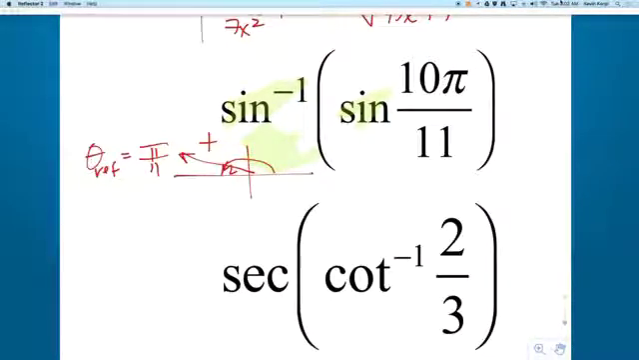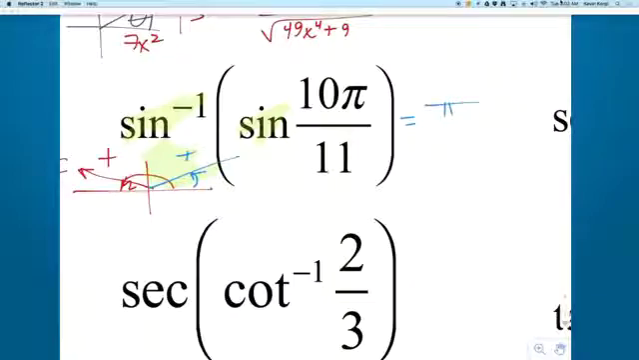So we need to get into quadrant 1, and so it's going to be the same reference angle, but it's going to be in quadrant 1. So in quadrant 1, the reference angle is also the angle because it's positive and acute. So the answer is pi 11ths.